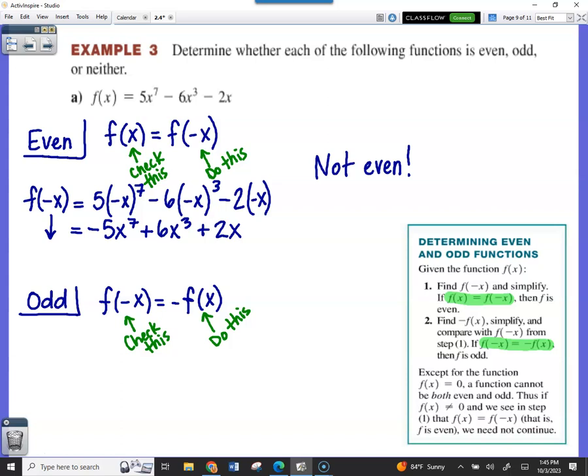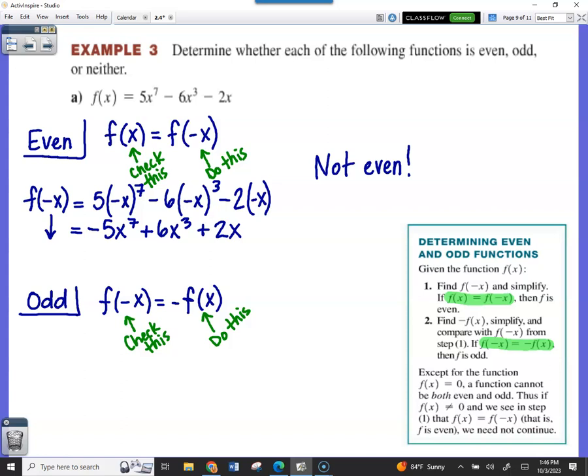Listen, you always want to check even first, because then it takes the first step out of checking odd. Okay? Notice odd has two parts. Odd says take the function f of negative x and check it to see if it matches what you get when you negate f of x. Well, we've already found f of negative x. It's right there. You see, that's why you want to do this one first. So all we have to do is negative f of x and then check it with f of negative x.